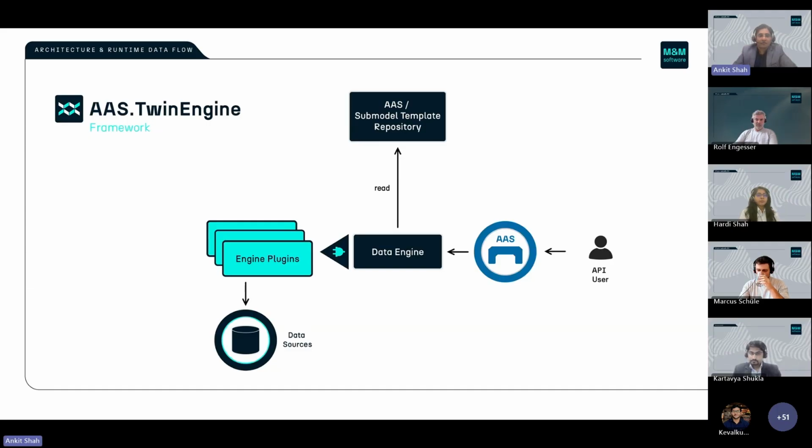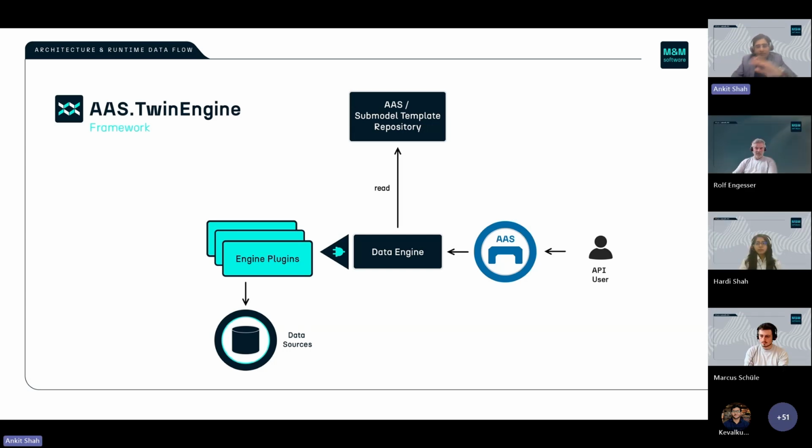Also, in the center of the diagram, there is the application gateway in front of the data engine. The responsibility of the application gateway is to handle requests coming from external users, such as API users or applications. All requests first go through the application gateway, which takes care of routing and security before forwarding them to the data engine. So this is the overall high-level overview of each component of AAS.Twin.